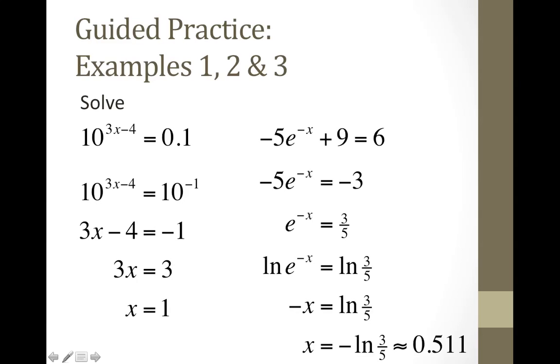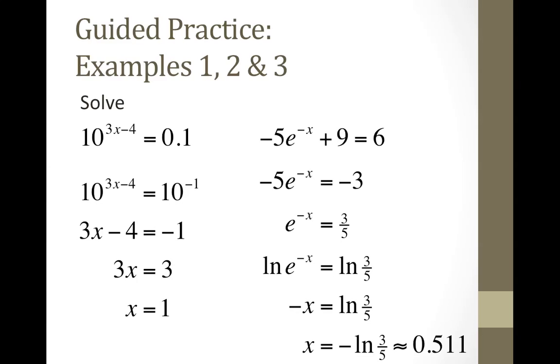Now if you didn't notice that, you could still go about this using the log of each side and working it out that way. But once I set 3x minus 4 equal to negative 1, it's just a matter of adding the 4 and then dividing both sides by 3 to get x equal to 1. And when we substitute the 1 back in, the 3 times 1 minus 4 gives us negative 1, and 10 to the negative 1 is 1/10, which can be written as the decimal 0.1.